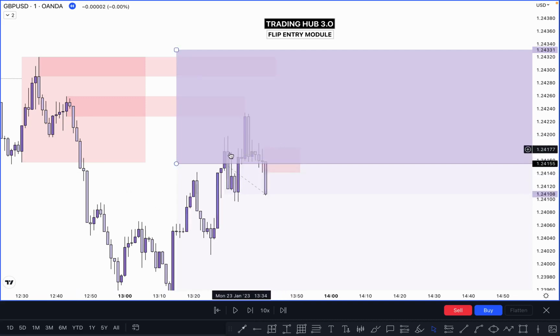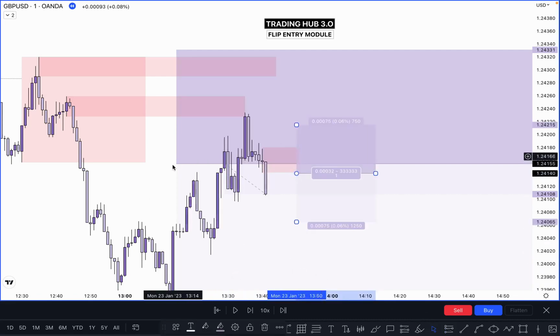Because just above it there is no unmitigated order block. Simply you can sell here, the limit is here, but where is your stop loss? The stop loss is here for the safer side.